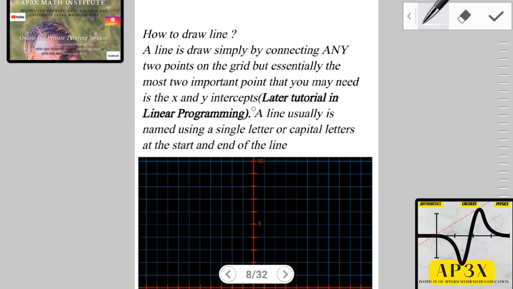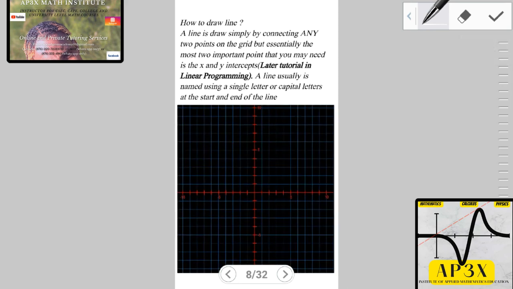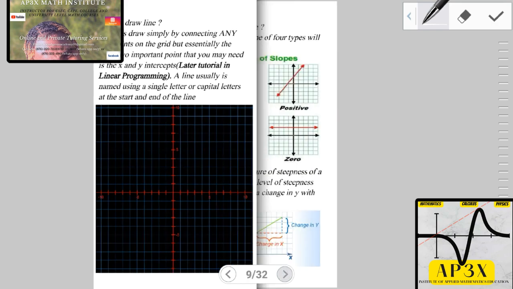Now, a line usually is named by a single letter. Most times you're going to find that we give the starting point of the line named with one capital letter, and we also give the ending point of the line named with another capital letter. So you may see we refer to line AB or line PQ or line XT or line WY or variations of that sort. So you are going to be naming a line most often than not with capital letters at the beginning and the end of the line.